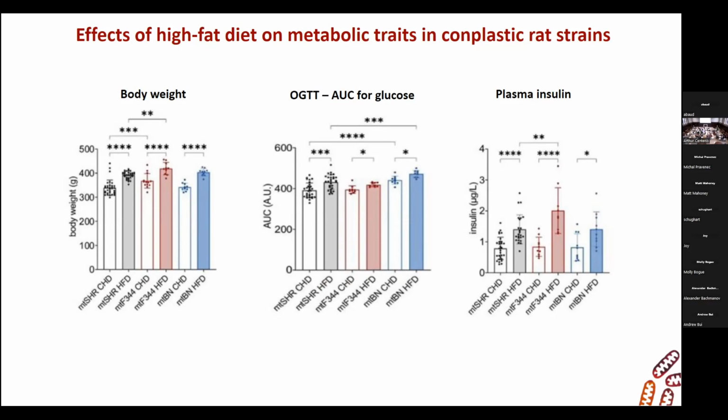Also, insulin levels were increased significantly 30 minutes after glucose gavage on high-fat diet. Insulin concentration was significantly higher in Fischer conplastic rats compared to the SHR. This indicates insulin resistance.